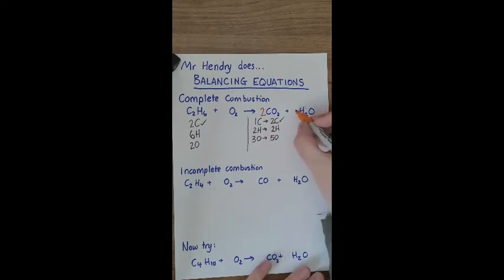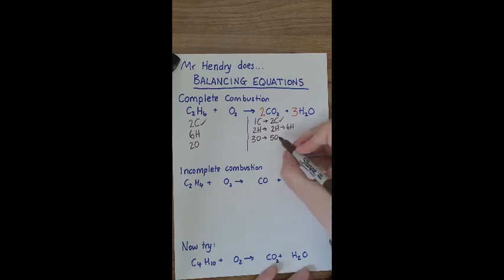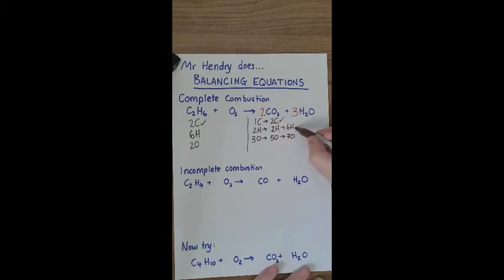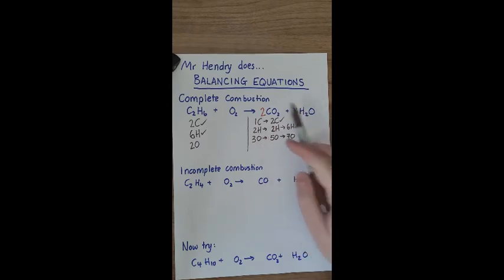So we're going to put a 3 in front of the water to give us 6 hydrogens in total here. So we're going to have 3 multiplied by 2, 6 hydrogens in total. Obviously this changes the number of oxygens as well. Initially we had 2 times 2, which was 4 oxygen. We now have 3 times 1 as well. So 4 plus 3, we now have 7 oxygen. So our carbon is balanced, our hydrogen is balanced, and we now need to look at oxygen. We now have more oxygen in the product side than in the reactant side.